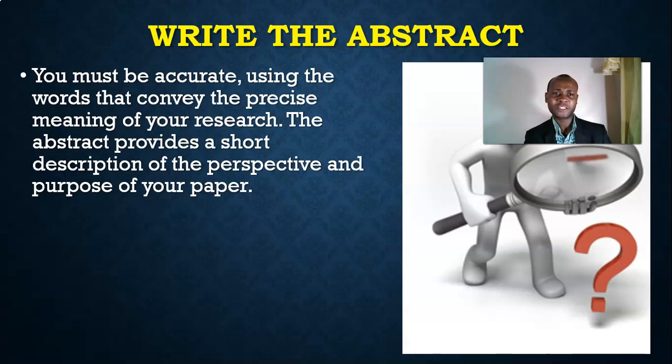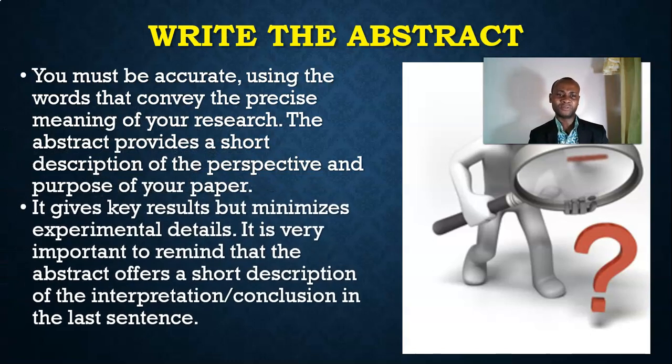And then the abstract should provide a short description of the perspective and purpose of your paper. So it should be a clear description, okay? Don't write an abstract which is not really talking about your actual paper. It gives key results but minimizes experimental detail. So in the abstract, you are not going to write all the detail, okay? It's just the key results, the key findings only, not the very detail.